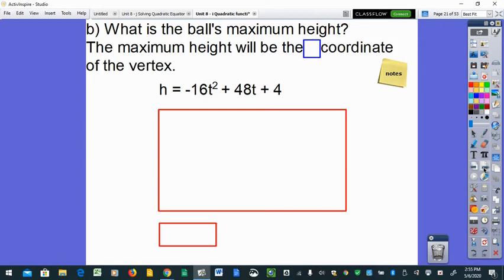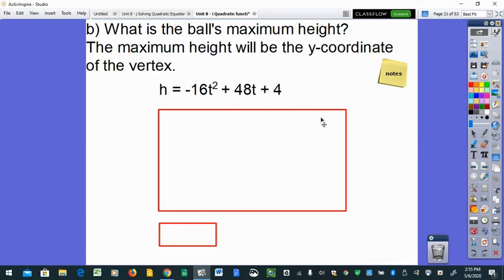So the question is, what is the ball's maximum height? The maximum height will be the what coordinate of the vertex? Did you think why? I hope so. So can you right now find the y coordinate of the vertex? Please pause the video and see how you do.